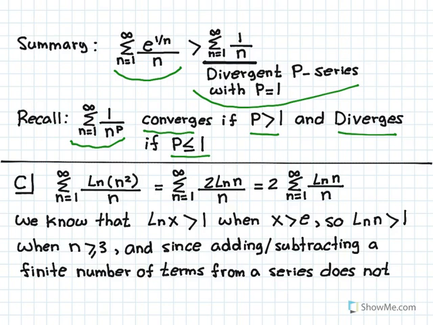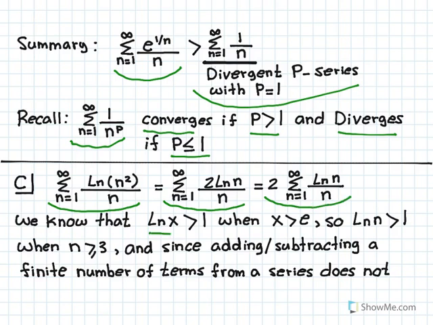Let's look at part C. In part C, we have summation n equals 1 to infinity log of n squared divided by n. Let's apply the log rule and bring the exponent down. So we have summation n equals 1 to infinity 2 log n divided by n. Let's factor out the 2 and pull it in front of the summation. So we get 2 times summation n equals 1 to infinity log n divided by n.